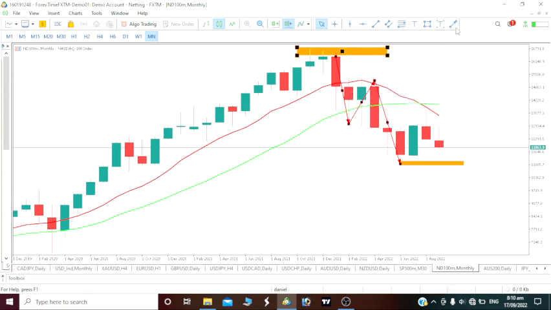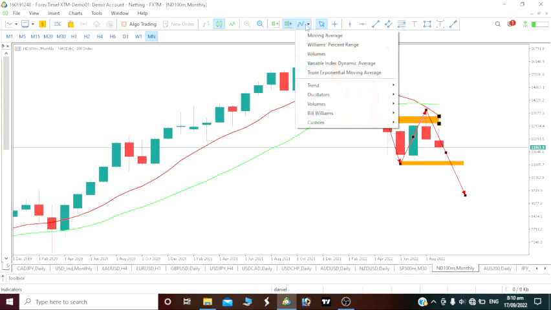And this drop also gave us a pullback, which came to this level where we had this reaction from. We saw this drop here, and we had a pullback from this level. We just got another drop, and now we've had another pullback which came to that same level again. What are we expecting again? Another drop on this NASDAQ 100.